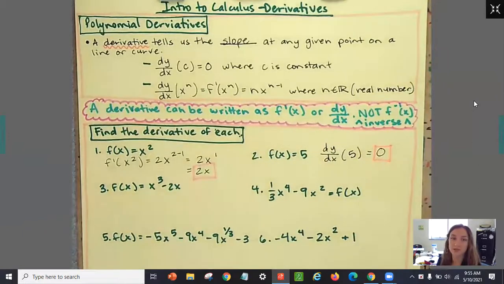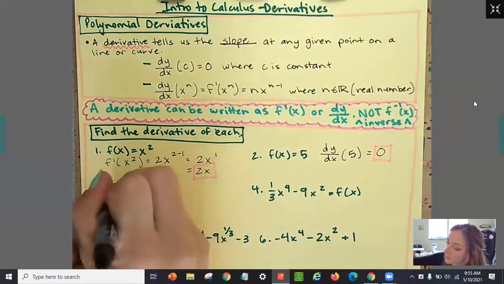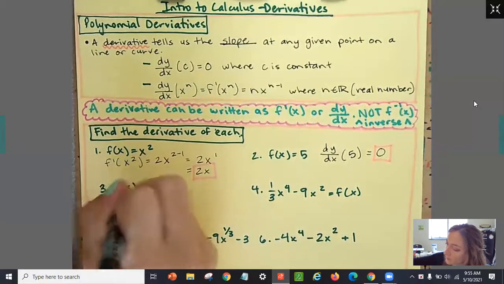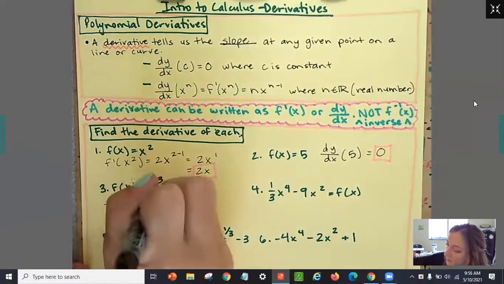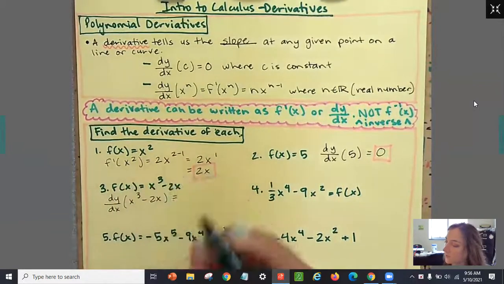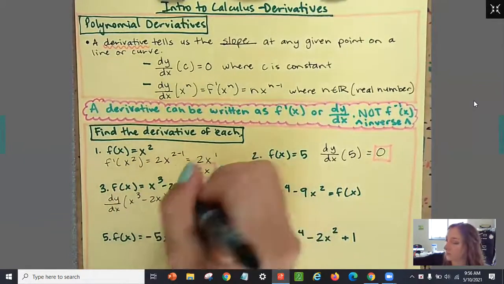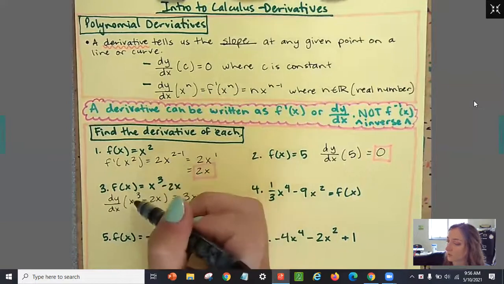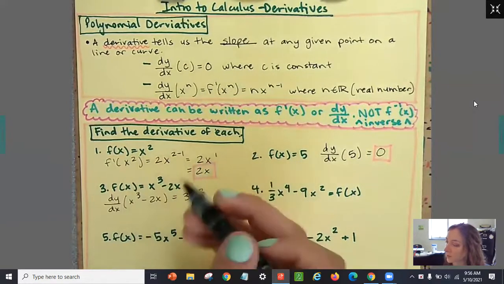All right, now let's look at this third one, and we are going to look at the slope with this one here. So let's look at problem number 3, and we're just going to take the derivative of each individual term. So let's do dy over dx of x to the third minus 2x. With the x to the third, we're going to put the 3 in the front. We're going to subtract 1 from the exponent. So this is going to be 3x squared.